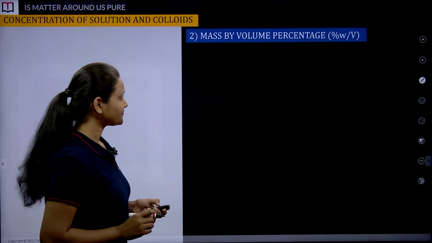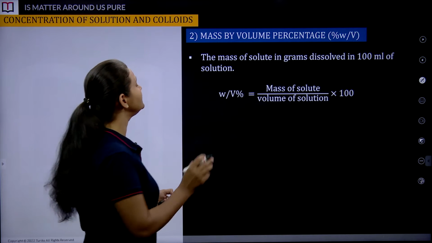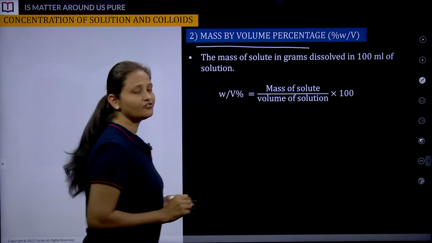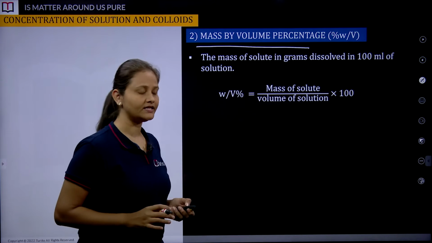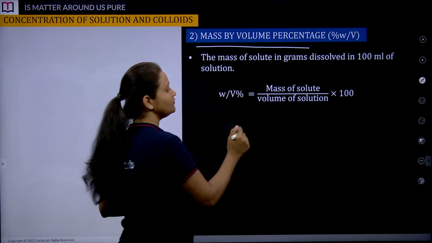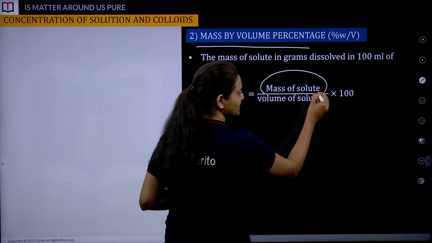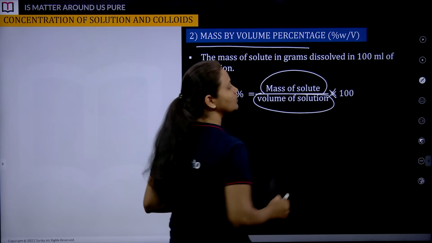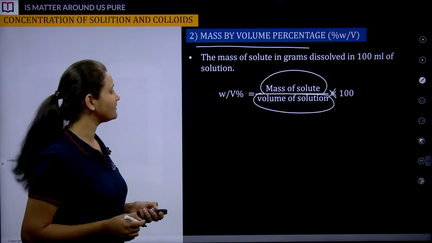Let's move ahead. Then we talked about the next term, mass by volume. So this is again a calculation of concentration in terms of percentage, but how? Mass by volume. For this we need mass of solute divided by volume of the solution, and we are going to multiply with 100. Correct.